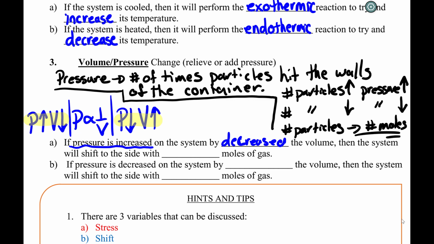Then the system will shift to the side with... Now, if the pressure is increased, we want to do a decrease in pressure. So we want less particles. So one more time, if the pressure is increased, the system wants the opposite thing to happen. They want the pressure to come down, which means we need fewer moles of gas. Conversely, if the pressure is decreased on the system by blank the volume, the opposite of decrease is increase the volume.